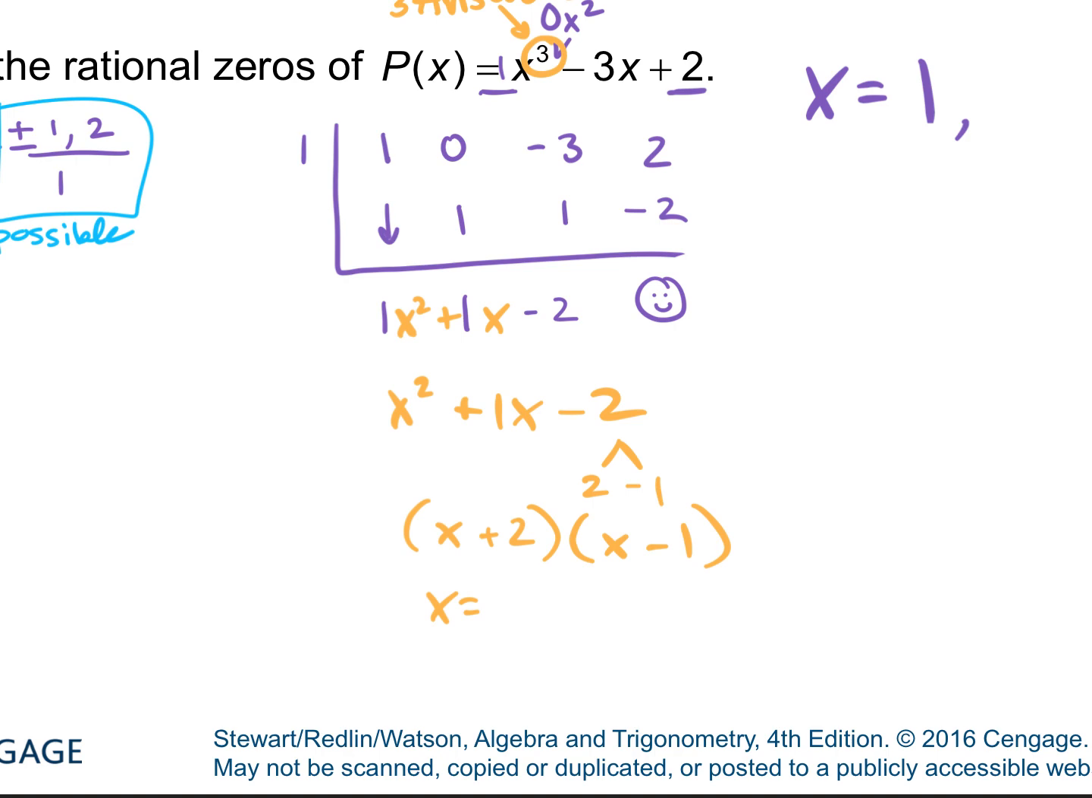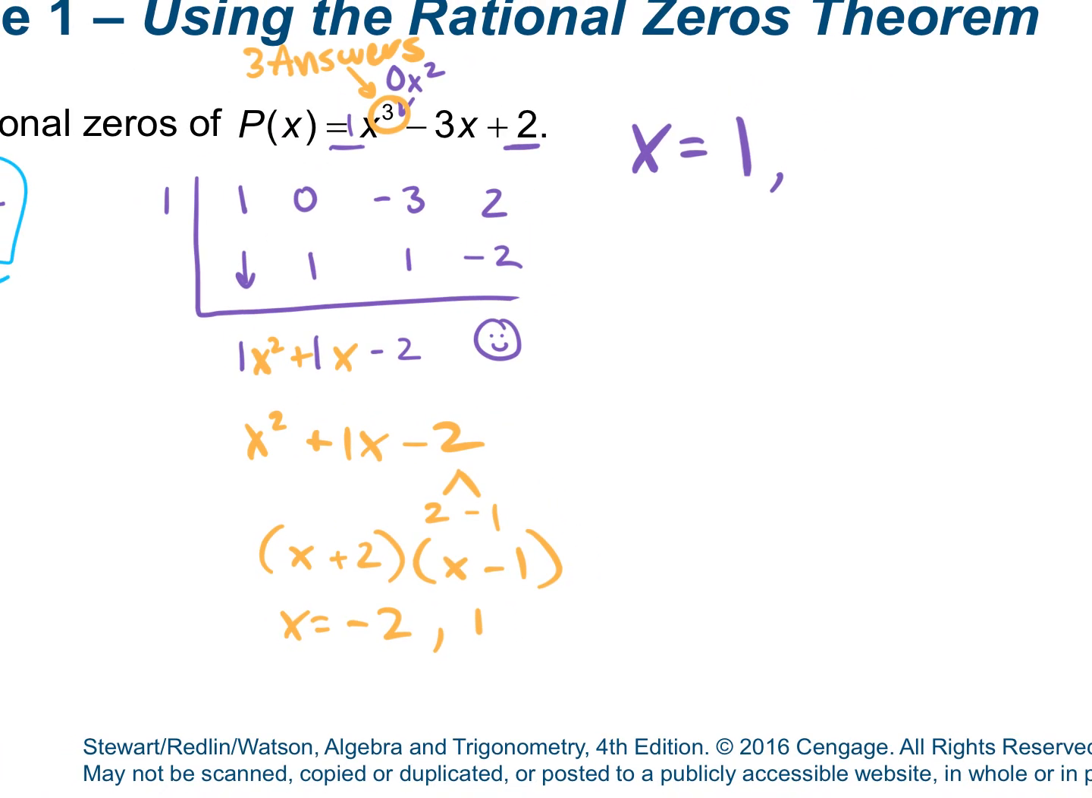So what does x equal? Negative 2 and 1. So x is equal to 1, 1, we have 2 of them, and negative 2. So these would be our zeros. And then in factored form, how would I write this?